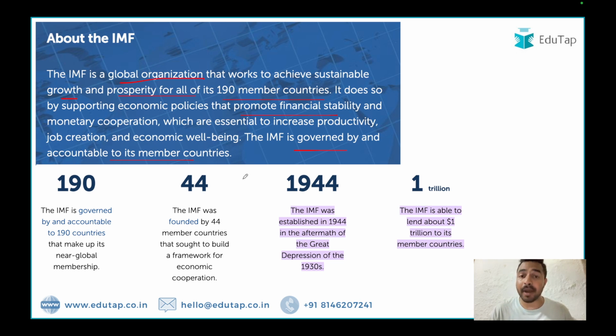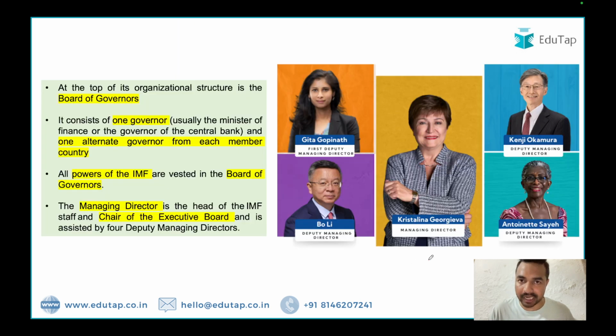Now let's move on to some other important part, that when this particular organization was founded, there were 44 founding member countries, and this organization was established in 1944 in the aftermath of the Great Depression of the 1930s. ठीक है, तो यहाँ पर ब्रेटन वुड्स का नाम काफ़ी ज़्यादा इंपॉर्टेंट है गाइज, जो आप सभी को पता होना चाहिए. ठीक है, so guys, apart from that, the IMF is able to lend about $1 trillion to its member countries. Another important thing that we are required to cover from the exam point of view. ठीक है, तो IMF के बारे में हमने इंपॉर्टेंट चीज़ें कर ली हैं गाइज.